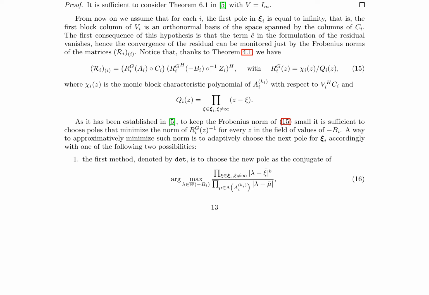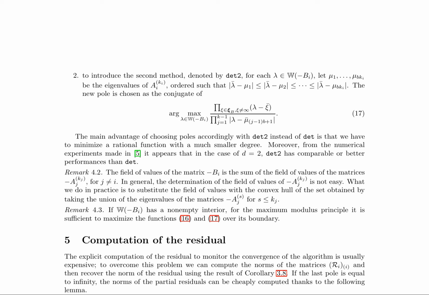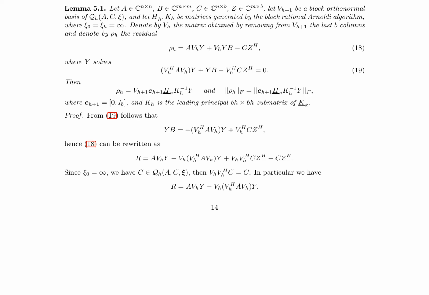Two methods are proposed for pole selection, det and det2. The latter, which involves minimizing a rational function with a smaller degree, shows comparable or better performances in numerical experiments. The field of values of the matrix B_i is discussed, and its determination is simplified by substituting it with the convex hull of the union of eigenvalues of A_j, for j ≤ i.